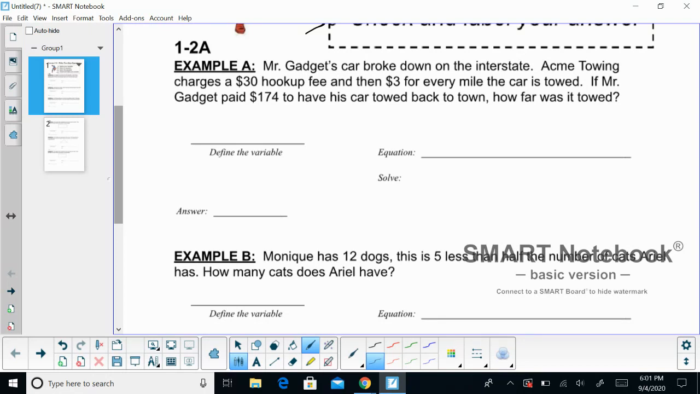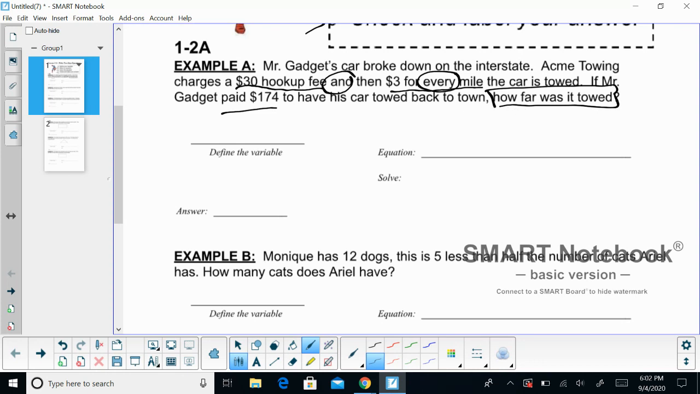Important information would be things like the amount that the hookup charge cost, and the $3 for every mile. And also we know that he paid $174, and we also always want to try and see if we can find the question. Here we want to know how far it was towed. Some other important things that we can talk about is the word and here. And how about every?